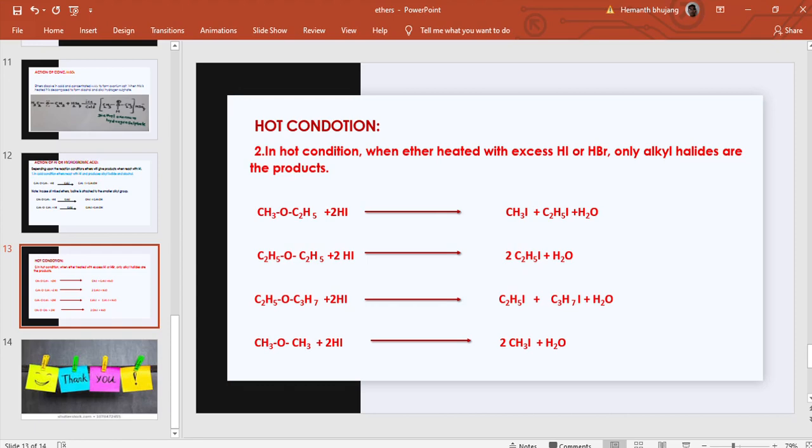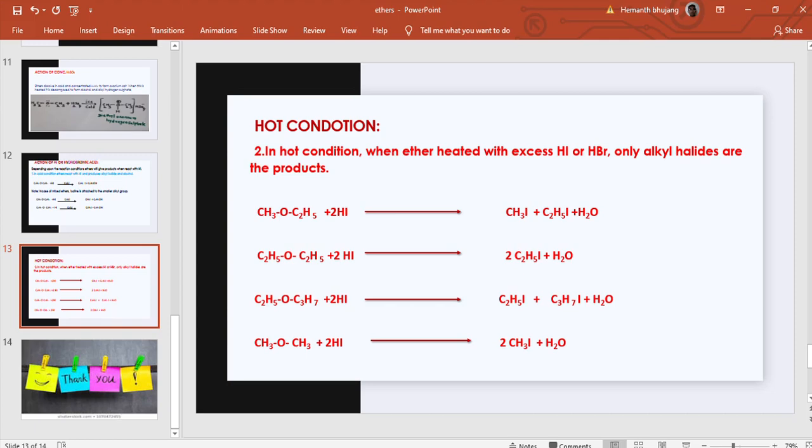Again a mixed ether, C2H5O C3H7, and hydrogen iodide. It is giving two alkyl iodides, one is ethyl iodide, one is propyl iodide, with a water molecule. And in the last example, I have taken a very simple ether, that is dimethyl ether with HI. Remember, this is called hot condition. Under hot condition, we write only one type of product, that is alkyl iodide. So we are getting two molecules of CH3I and water. So this is hot condition.